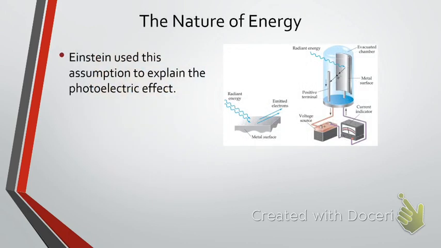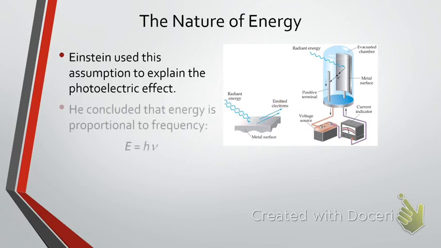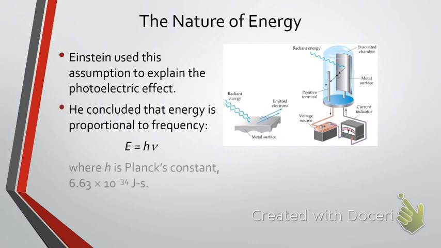Einstein actually used this assumption to explain what is called the photoelectric effect. So we can see here that you have some radiant energy. It strikes the metal surface, and some electrons can be given off. And you can actually pick this up. The reason this is important is that now we can quantify the frequency in terms of energy.